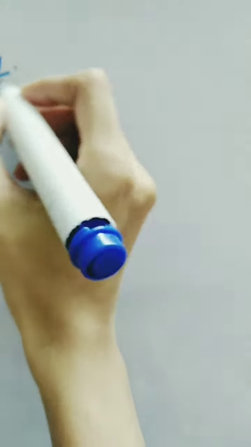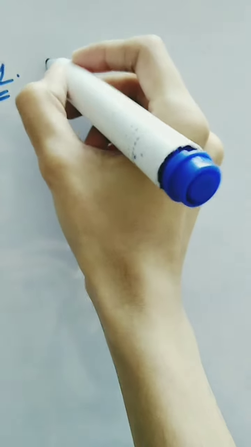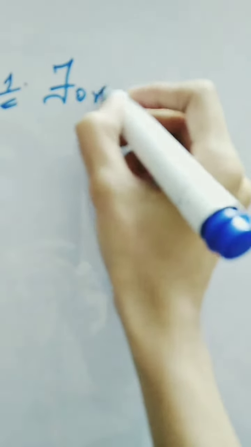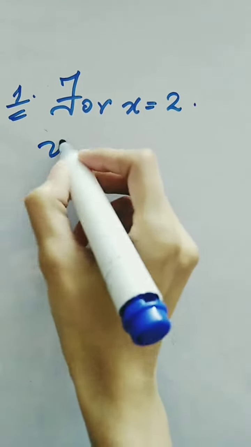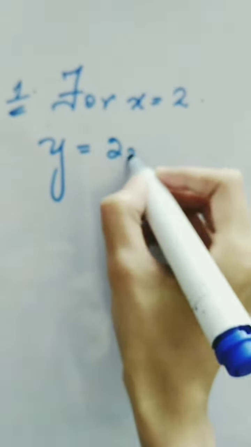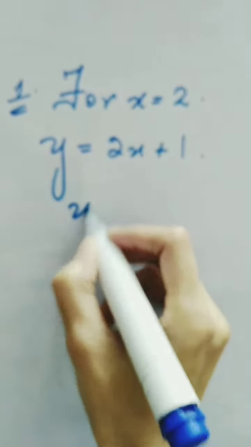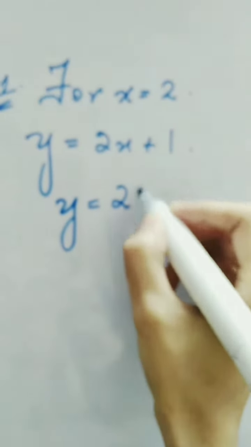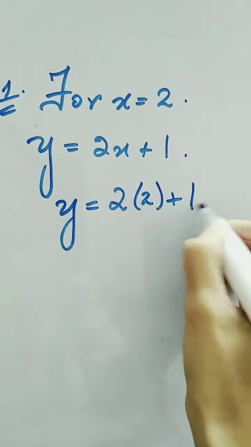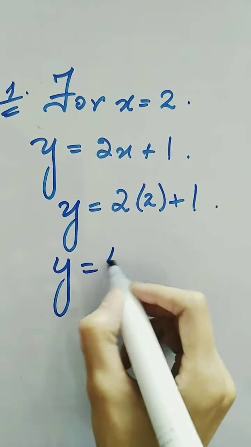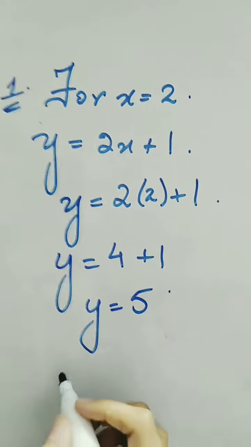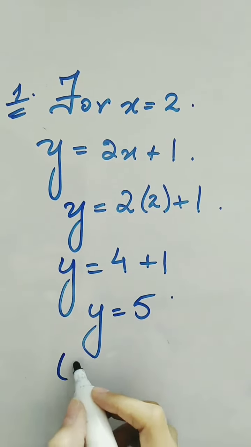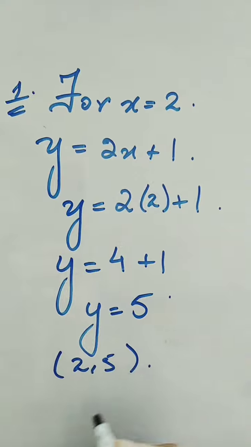Now we will put these values of x in any equation in order to find out the value of y. First, we will find out the value of y for x is equals to 2. By putting this value in equation y is equals to 2x plus 1, we will have y is equals to 2 into 2 plus 1, y is equals to 4 plus 1, or y is equals to 5. So we have coordinates 2, 5.